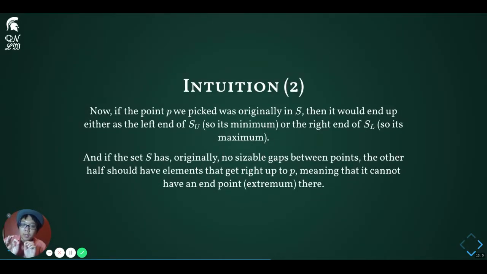If the point at which we perform the cut was originally an element of our string S, then it would end up either as the left endpoint of SU, making it the minimum of SU, or the right endpoint of SL, making it the maximum of SL. And if the string S has to start with no sizable gaps between its points, then the other half should have elements that get right up to the cut. So if the cut point is stuck with the right half, the left half should have a frayed end with no maximum. And if the cut point is stuck with the left half, the right half should have a frayed end with no minimum.